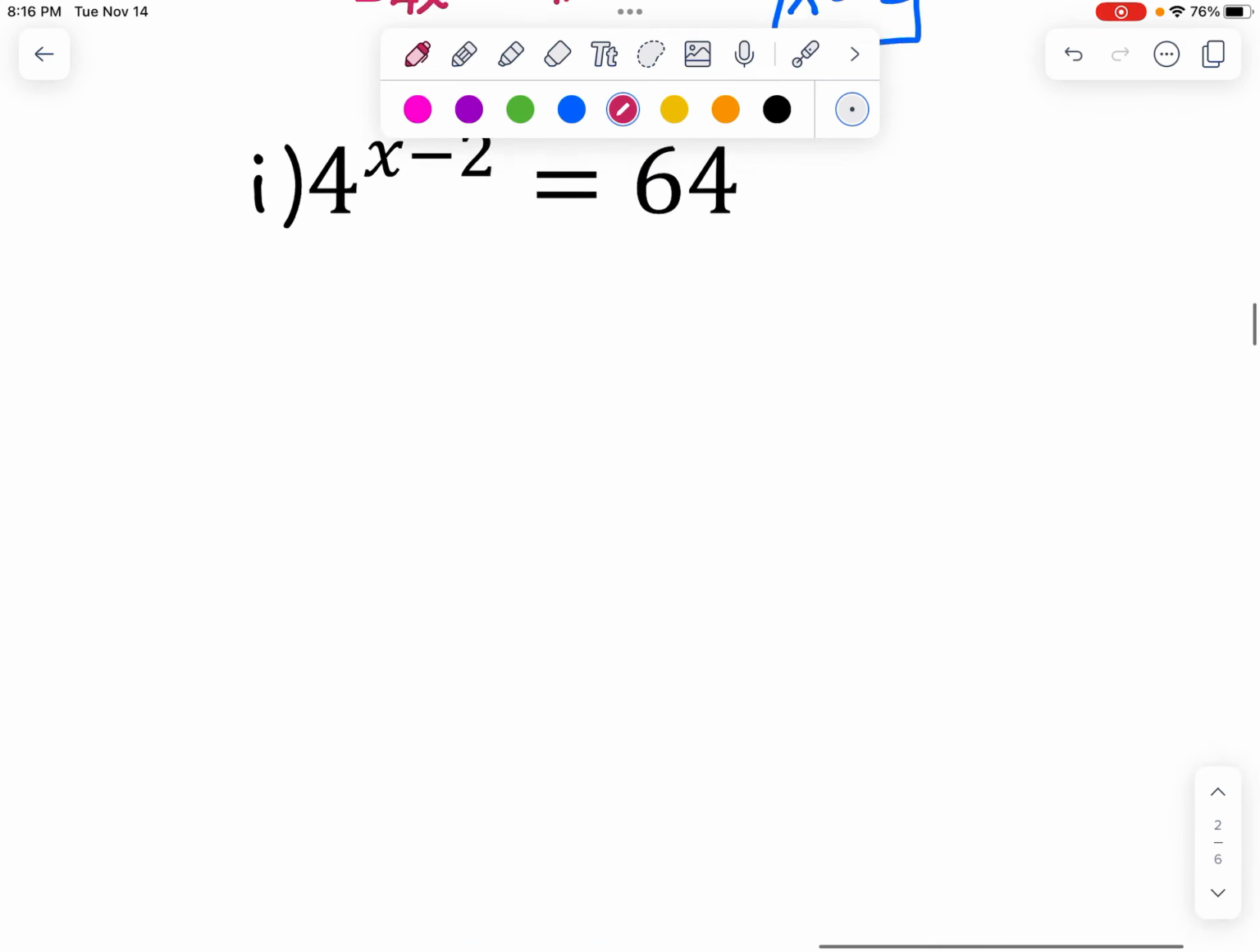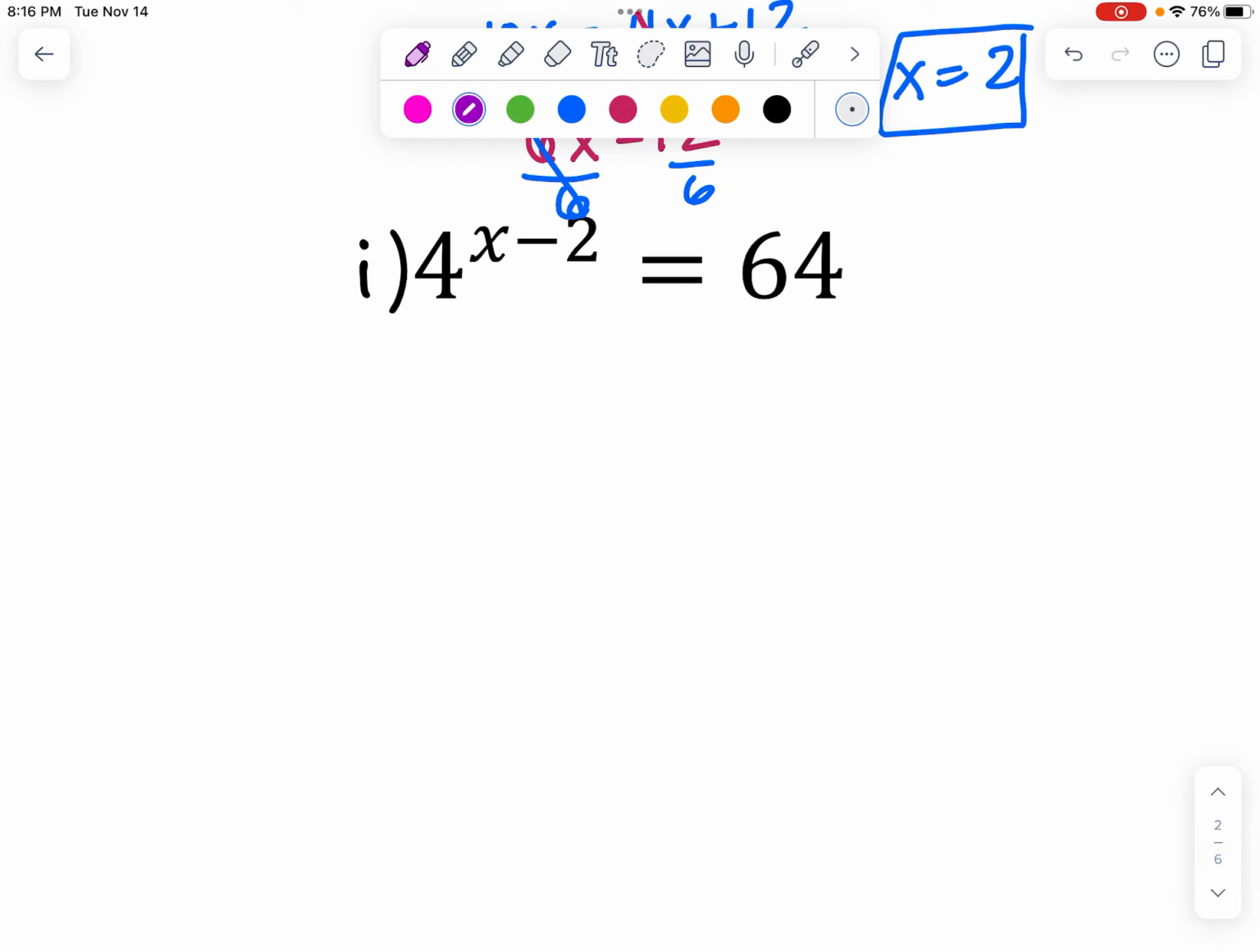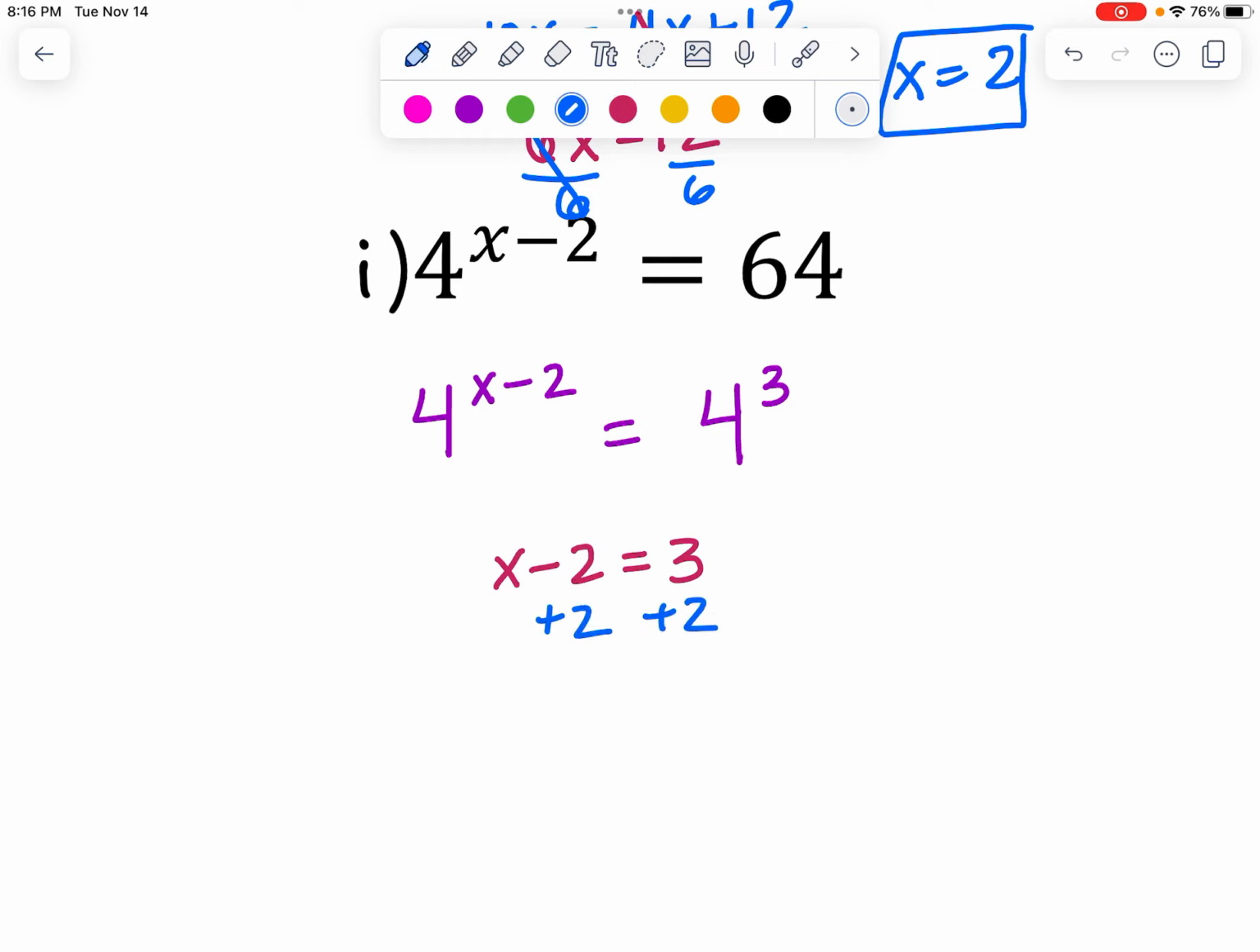All right, we've made it almost to the end, so we might as well do the last one as well. I've got 4 to the x minus 2 power equals 64. All right, well, 64 is 4 cubed. So I can rewrite that as 4 cubed. Now I can set the exponents equal. Solve for x by adding 2 to both sides, and I get x equals 5.